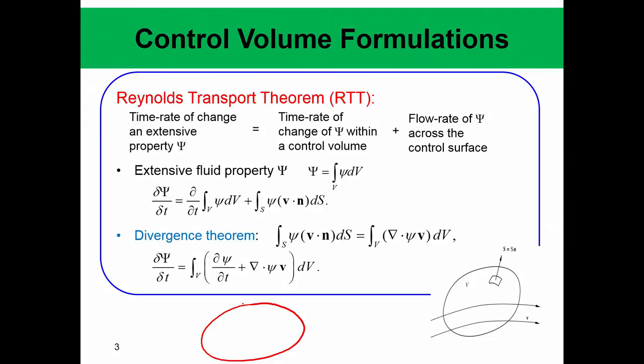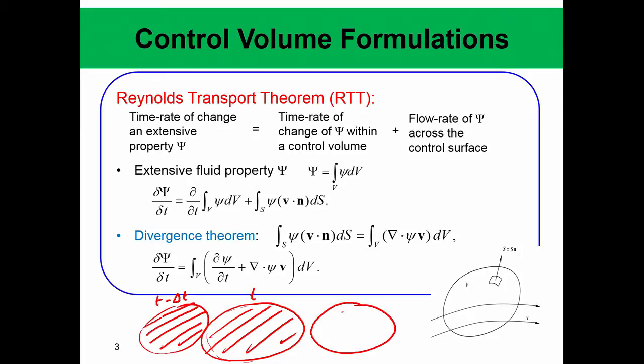To give you an example, suppose this is my control volume, and this red boundary is my control surface. Then there is a packet of fluid, which is a system that is moving. Say this packet of fluid was at this position at time t minus delta t, it occupies the inside of the control volume at t, and then this packet moves out at time t plus delta t.